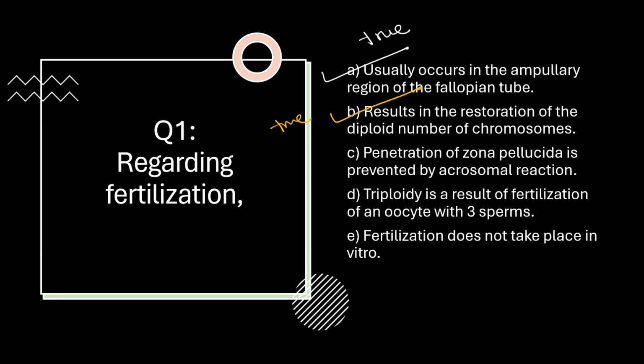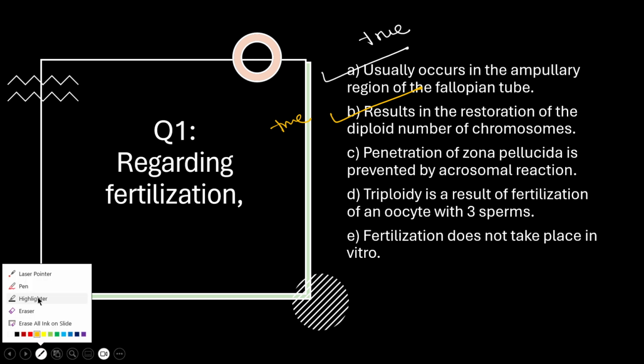Statement C is about the penetration of the zona pellucida. Now, again, if you can remember the anatomy of the ova, there is a layer which is known as the zona pellucida, to which the sperm will bind.